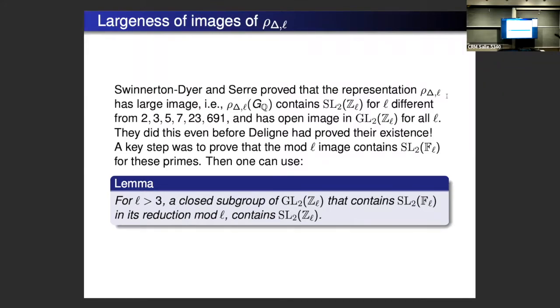Right, and for this they used a nice group theoretic lemma, which reduced the problem to showing how large the mod L image was. So some kind of Nakayama's lemma in this setting. They show that if you want to show that the L-adic representation is large, it's enough to show that the mod L image is large, right? It contains SL2(F_L), at least for L bigger than 3. Okay, so they proved this simple group theoretic lemma.